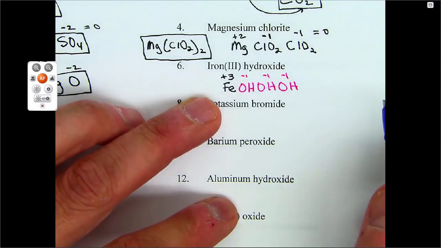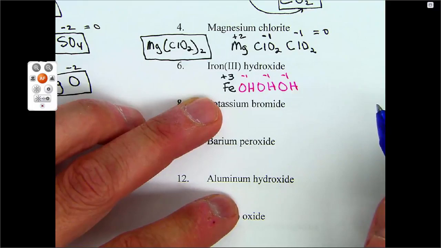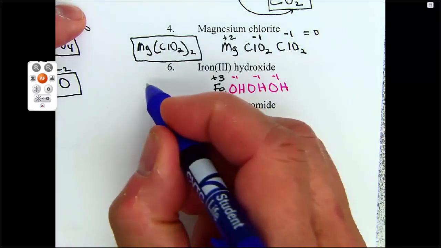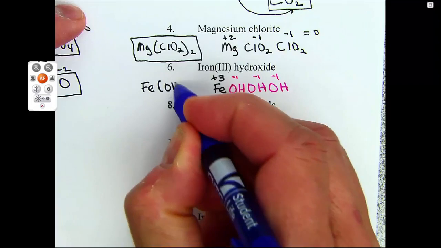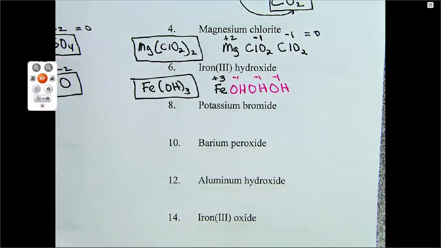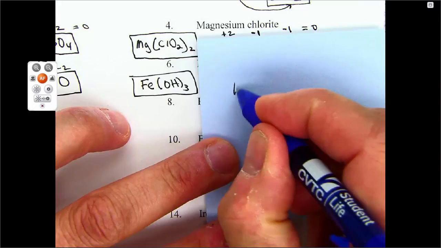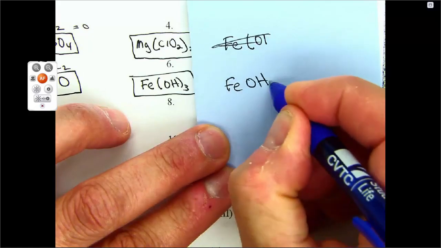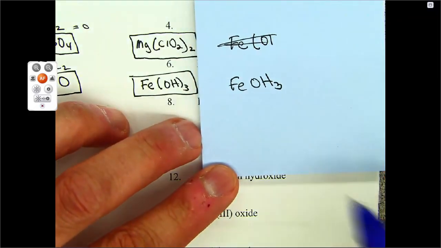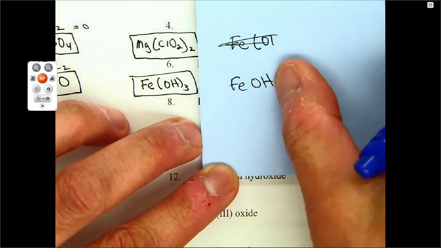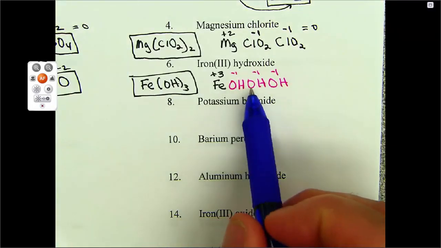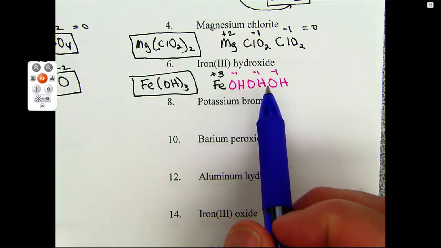Now, I want to point out that this is the most common mistake of students, is they do not put this OH in parentheses. So this has to be Fe(OH)3. We have 3 hydroxides. Now, what students do is they write FeOH3. Well, what's the difference? First of all, we don't know it's hydroxide. This has 3 hydrogens and 1 oxygen. This has 3 oxygen and 3 hydrogens. So be sure to put parentheses in for that.